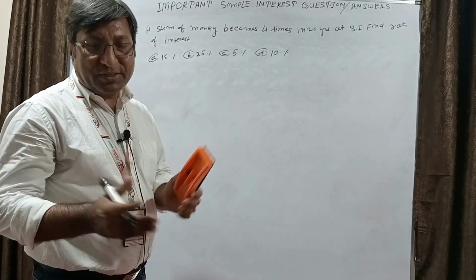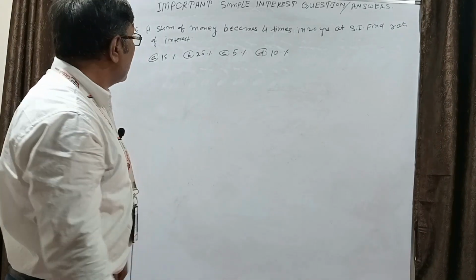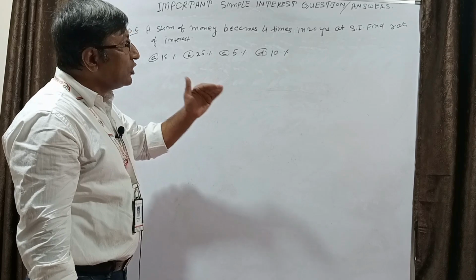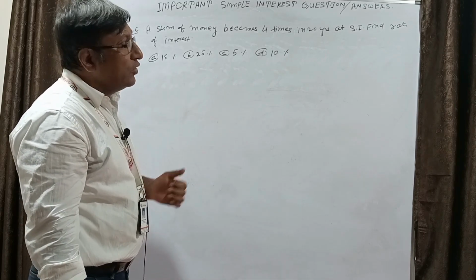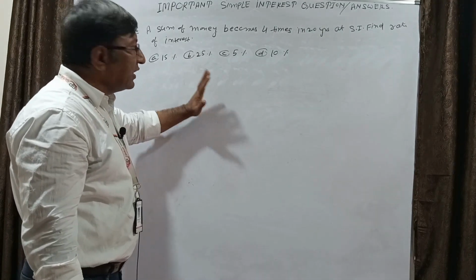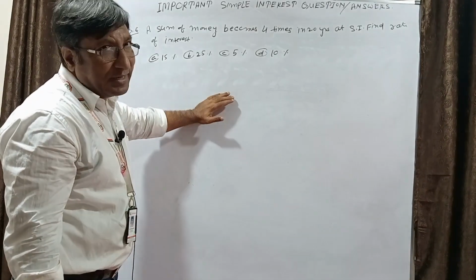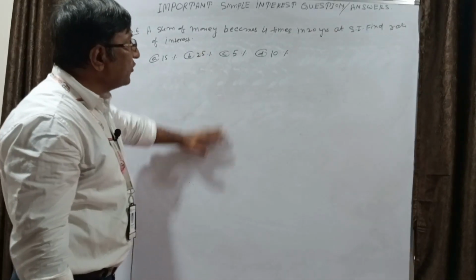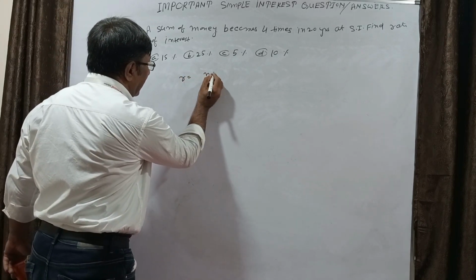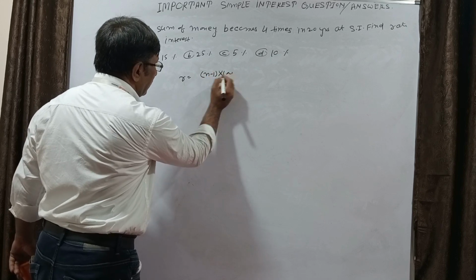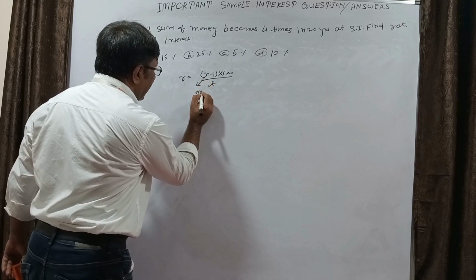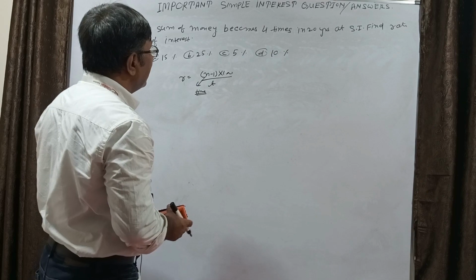Now question number 6. Let us see the question. A sum of money becomes 4 times in 20 years at simple interest. Find the rate of simple interest. For this type of question, we can solve by two methods, the basic and the tricky approach. So what is the trick? We have to find the rate of interest. Rate of interest equals (N minus 1) into 100 divided by time. This N is times, how many times given.